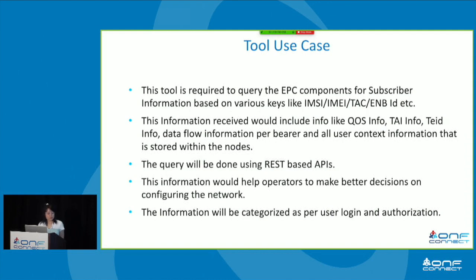The information that we would be able to receive from the context of the users from the various applications would include the QoS info, the tracking area info, the data flow information, how many times the PCC rules change, and the TAID information. Basically, all this information will help the network operators make better decisions on configuring the network. They can use data analytics tools to understand how many users are working on which APN, or how many users are from a particular eNodeB or on a particular tracking area. So all this information helps them make better decisions.